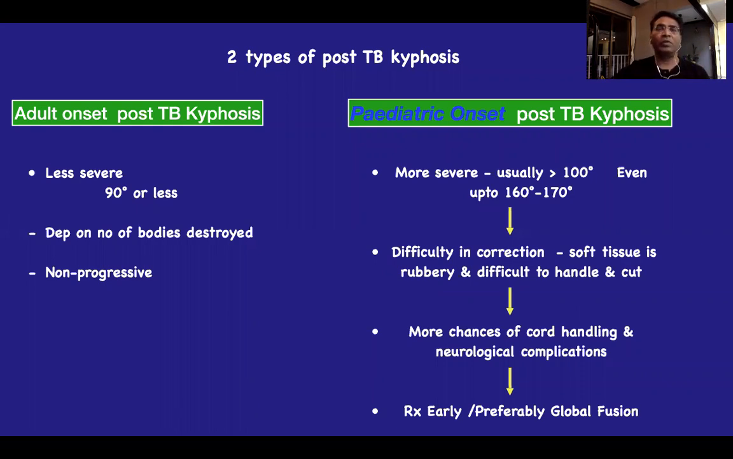We are talking about post-tuberculous kyphosis, and if we divide this into two parts, the adult onset kyphosis and the pediatric onset kyphosis, the pediatric onset is usually more severe, usually more than 100 degrees. It can reach even up to 160 degrees or so. The main thing is there is a lot of difficulty in correction because the soft tissue is very rubbery and difficult to handle, and hence there are more chances of cord handling and neurological complications. Hence, early and preferably global fusion is the need of the day.